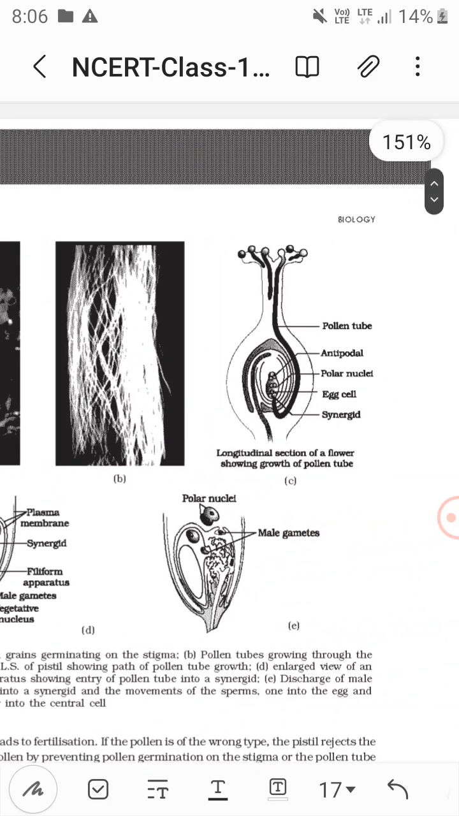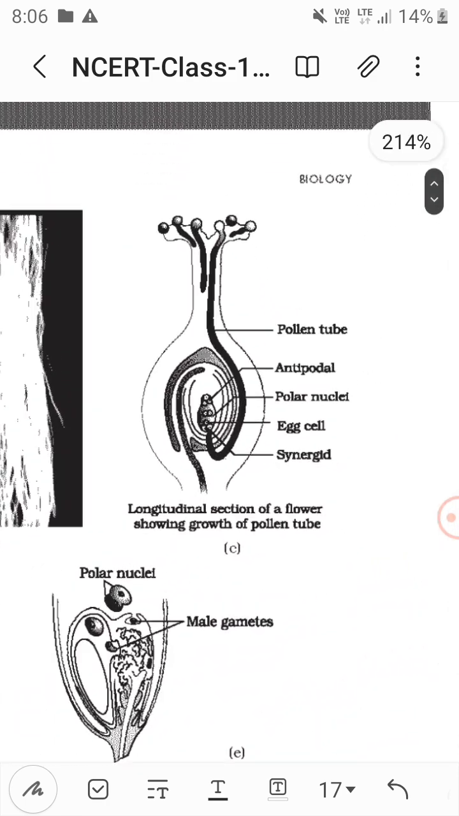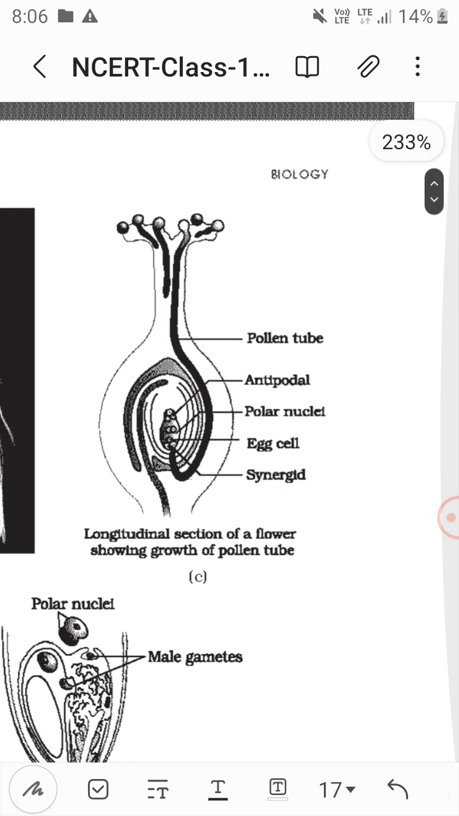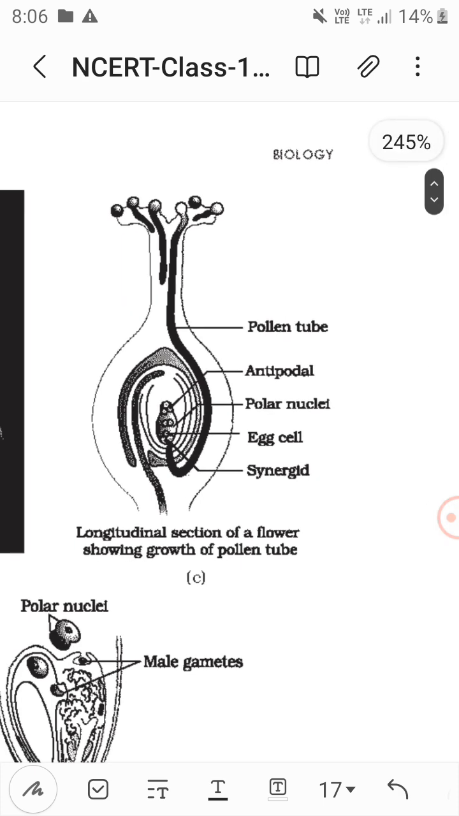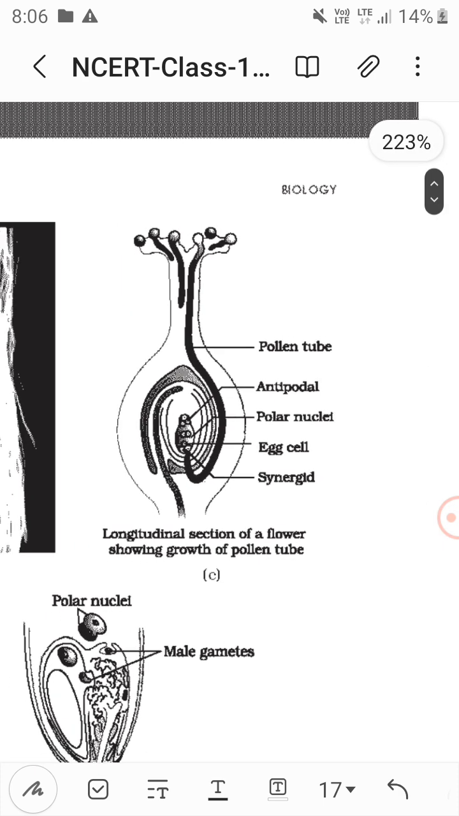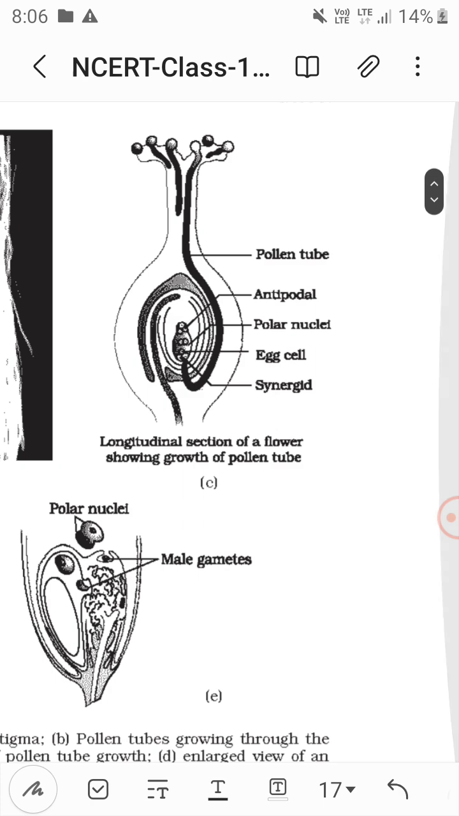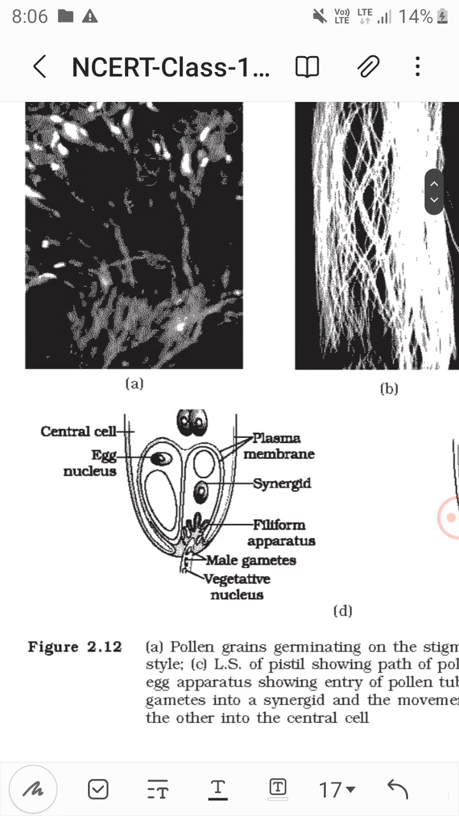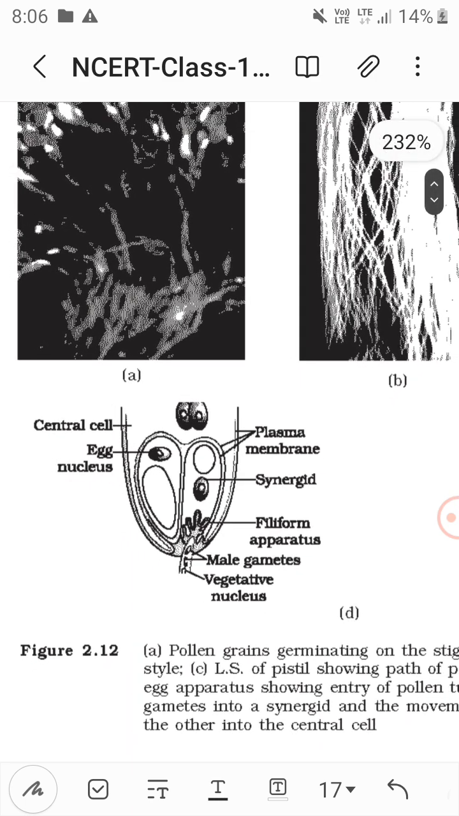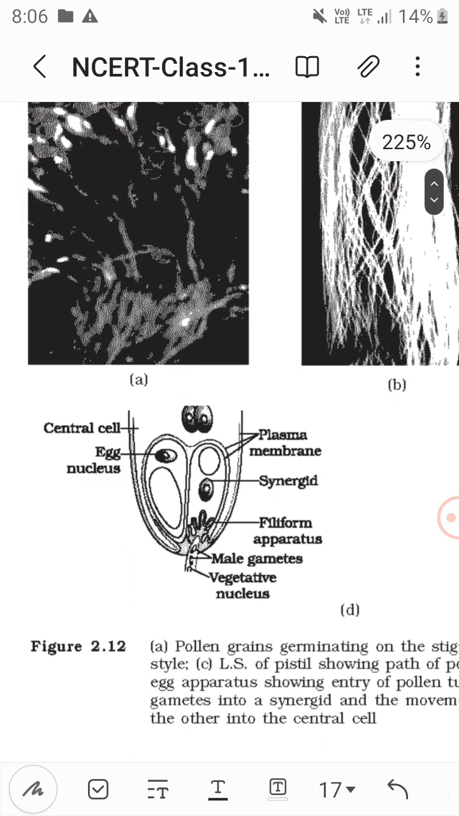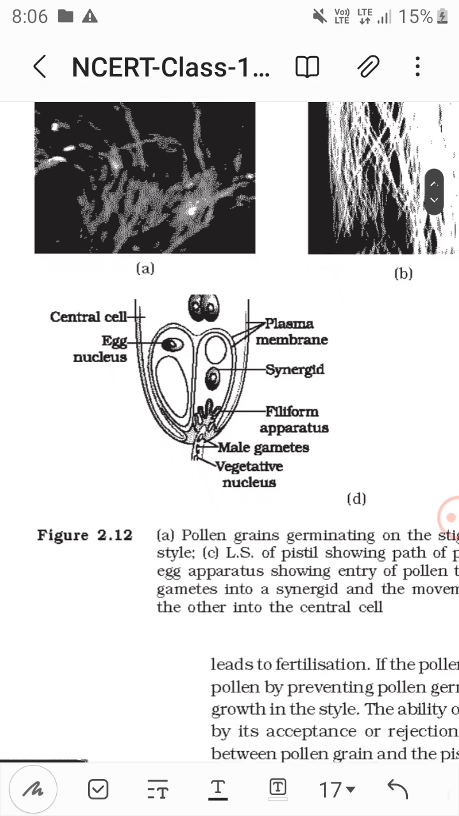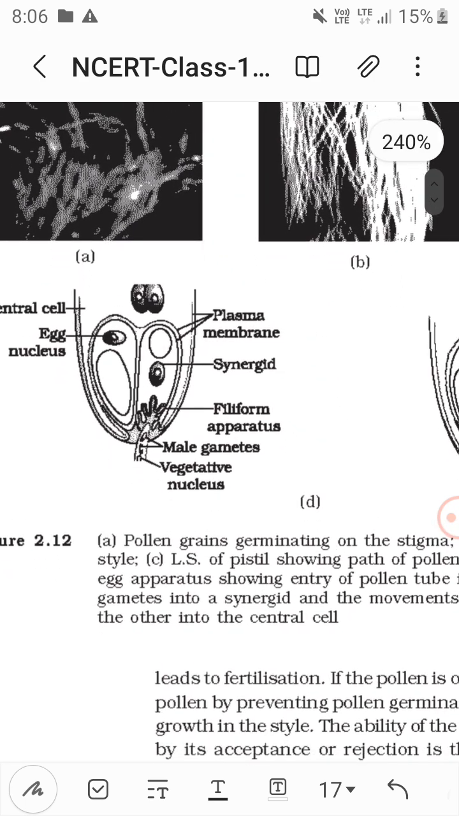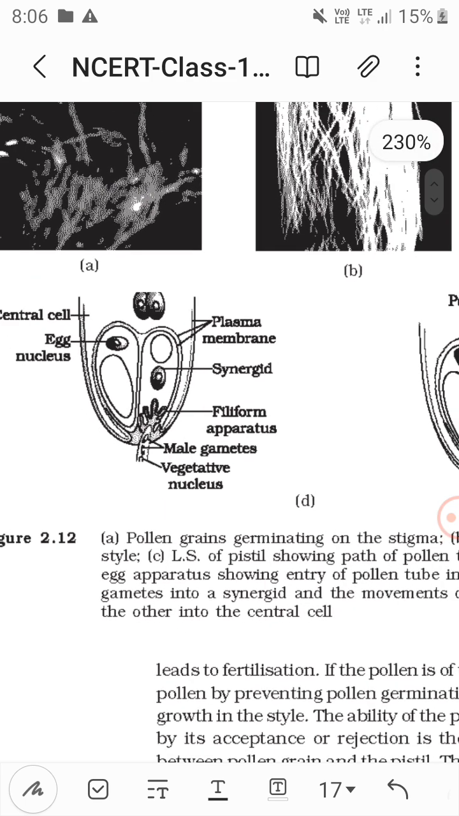So A second diagram, then C third diagram, you see stigma, then style, then ovary. So you see pollen tube, then antipodal, polar nuclei, egg cell, synergid. So longitudinal section of a flower showing growth of pollen tube. So central cell, egg, then two synergids, then plasma membrane, egg nucleus, filiform apparatus guiding the pollen tube, male gametes, and then vegetative nucleus.